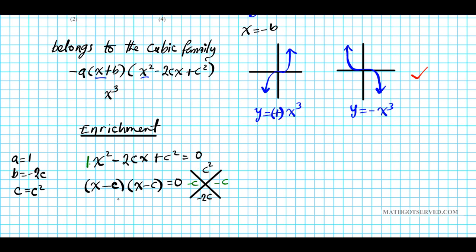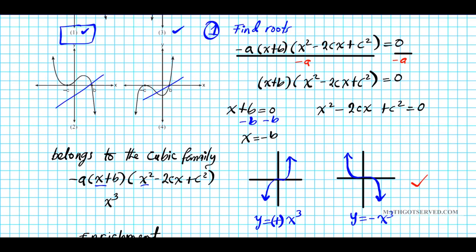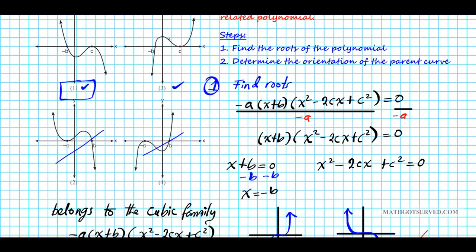Okay, so if we have this, we can go ahead and use the zero product property. With the factored state, x minus c times x minus c equals 0, we'll simply set both factors to 0 and solve. You're going to get x equals c. So what does this tell me? It tells me that the graph has to intersect the x-axis at c also.